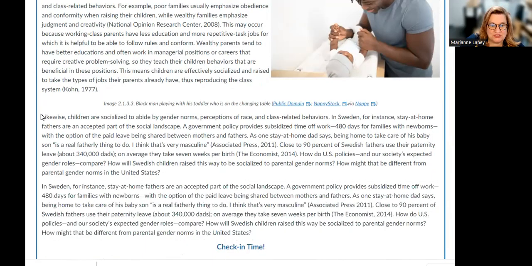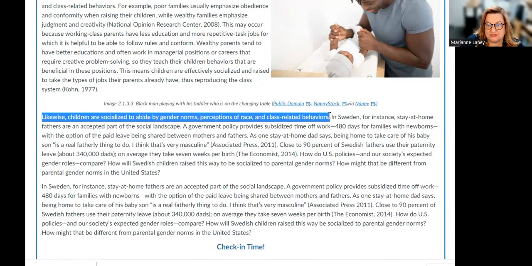And again, children are also socialized to abide by gender norms, perceptions, and race and class-related behaviors. My son told me the other day, he's like, well, you should buy this for me because you're rich. And I was like, well, what's rich to you? And he's like, you make like $400,000 a year. And I was like, oh, not at all. No. So his perceptions he was getting from his classmates, right? And by the way, he goes to a school where people are super rich. And I was like, oh, bro, that's not us.